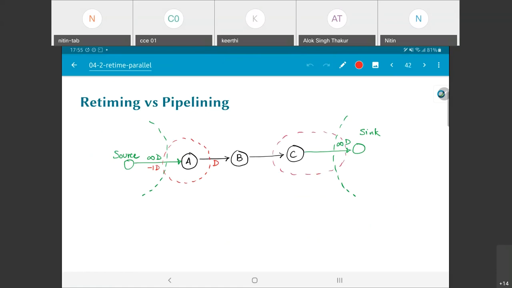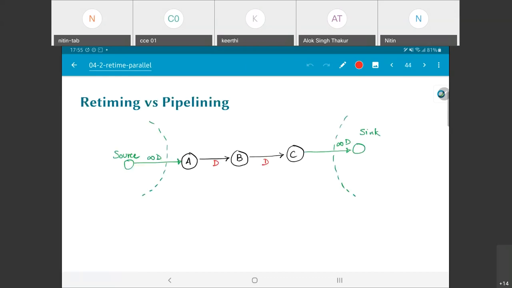And similarly, I can do another retiming around C, and what I'll do over here is plus one on the edge coming into C and minus one on the edge going out of C. Now, infinity minus one is the same thing, infinity, it's unchanged. So for all practical purposes, I can just get rid of that and say the source and the sink still have infinite delays on them.